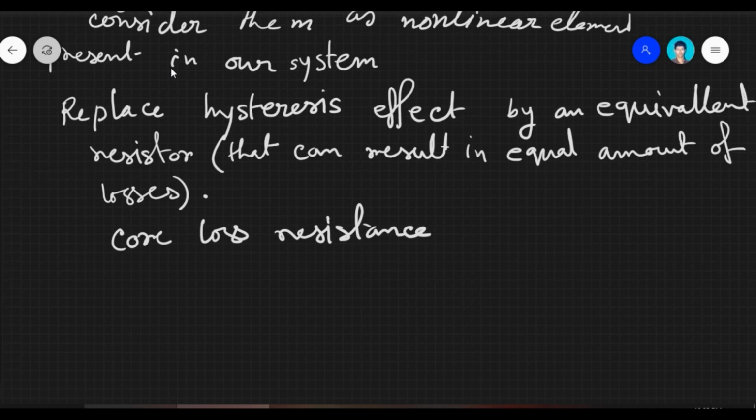core loss resistance is a virtual resistance. It doesn't exist in reality. It is just a representation, a linear representation of an actual nonlinear phenomenon.